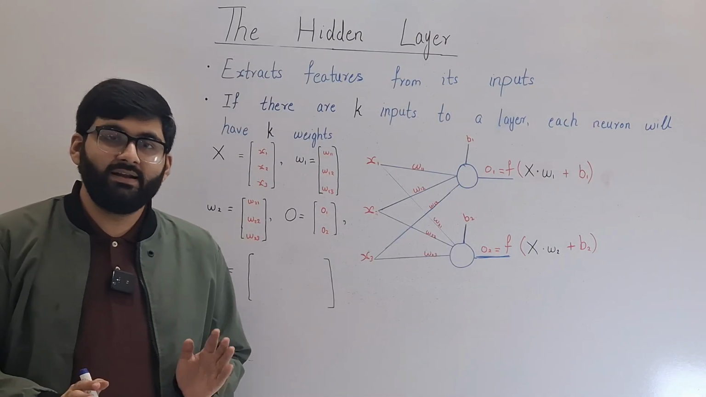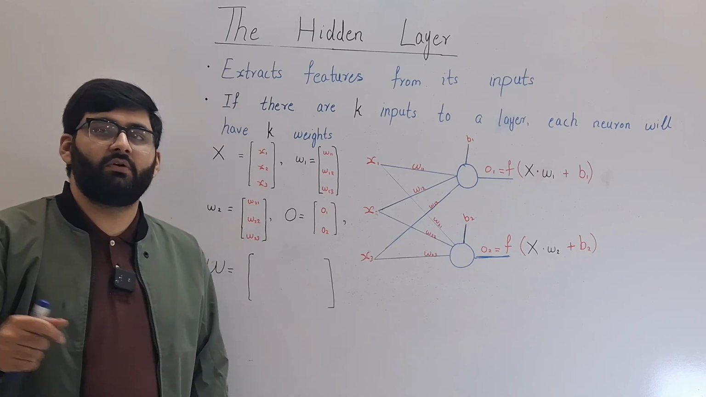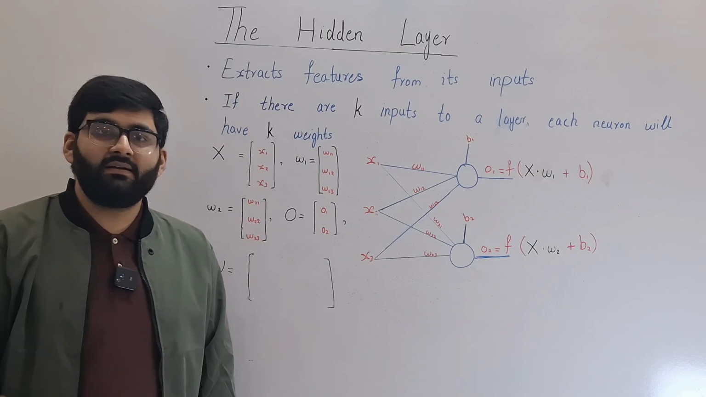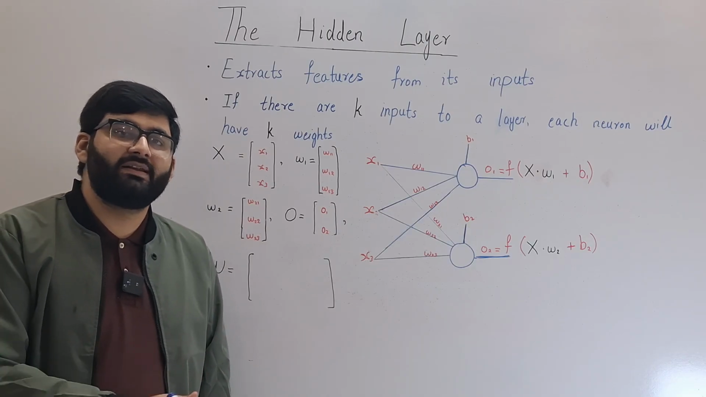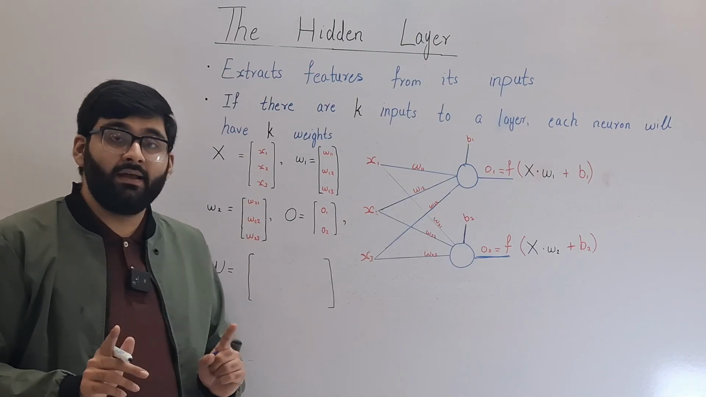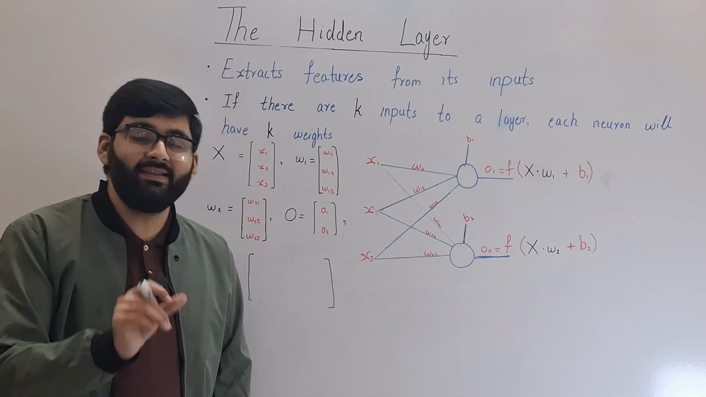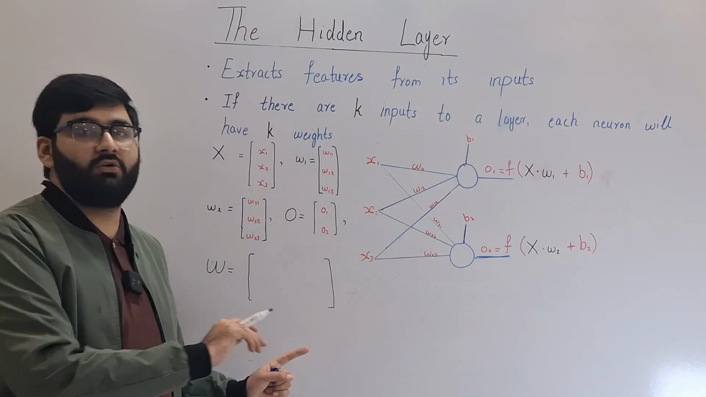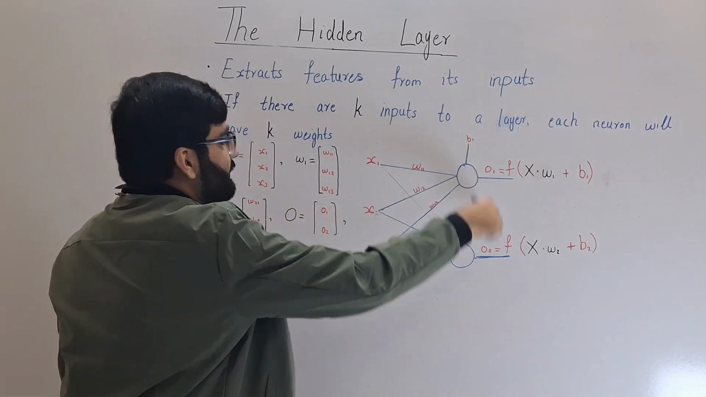The purpose of the hidden layer in the artificial neural network is to extract features from its inputs. The input to a hidden layer can be either directly from the input layer or from a previous hidden layer. If there are k inputs to a hidden layer, then each neuron in that layer will have k weights, each weight corresponding to an input.